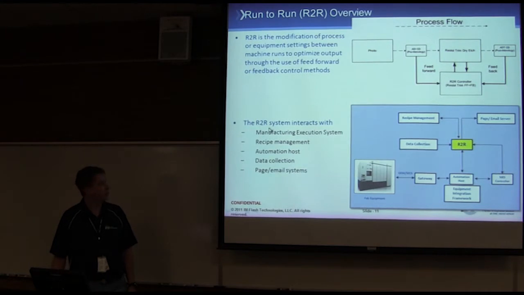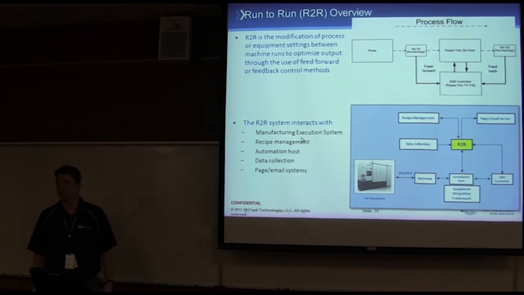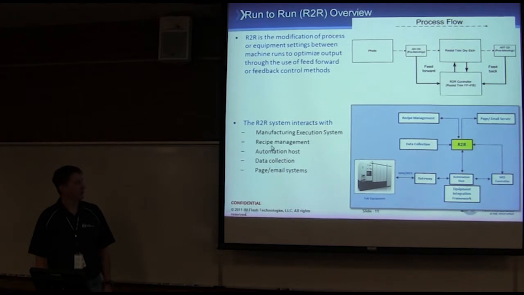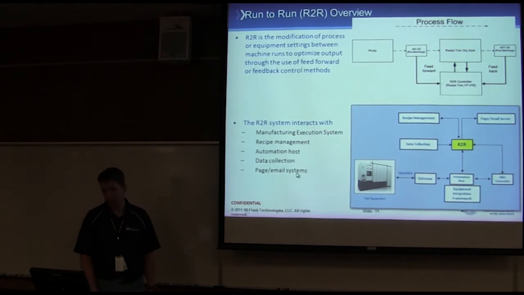So we work in the run-to-run system with what's called the Manufacturing Execution System. That's a system in our fab that's kind of the glue that holds everything together and runs the wafers that Jen was showing earlier in a good manner throughout the fab. We run with recipe management, automation host, data collection, and paging and email systems for notification when things don't go or do go the way we anticipate.